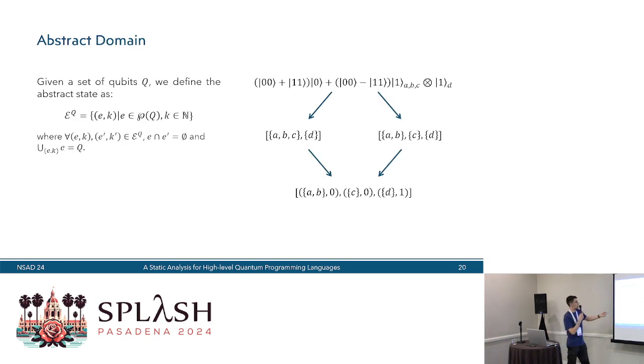So more formally, our abstract state will be a set of pairs where the first element is a subset of the qubits and the second element is an index, and in particular all the first sets together must form a partition of the original set of qubits. And we use this letter to indicate the domain, that is the set of subsets of the pairs of a subset and an integer.